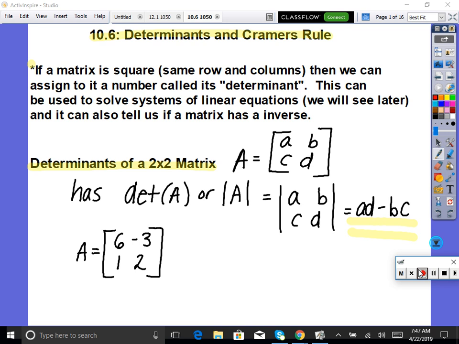And it can also tell us if a matrix does have an inverse. So, determinants of a 2 by 2 matrix. Everybody write this down. So here we have a matrix that's a square matrix. It's a 2 by 2 square matrix. Here it is, elements A, B, C, D.